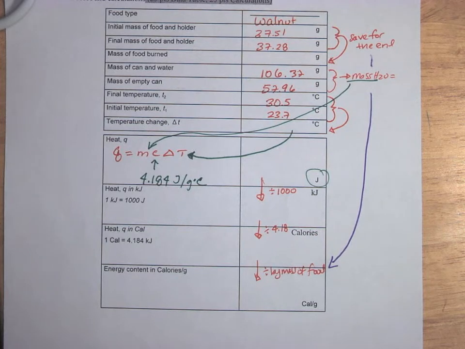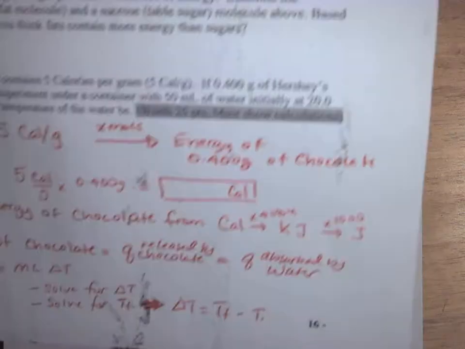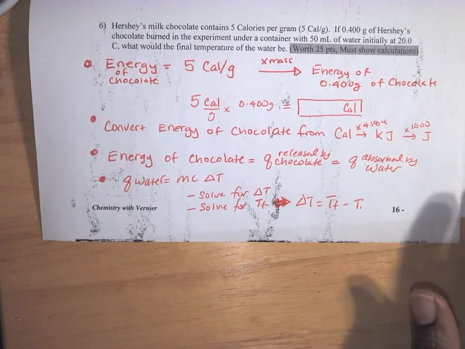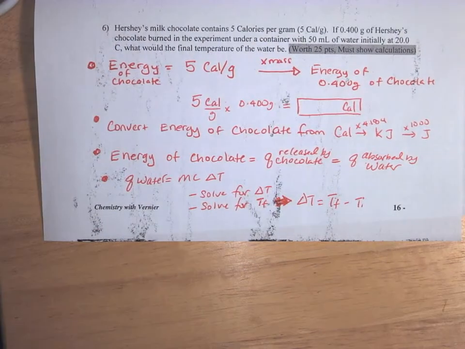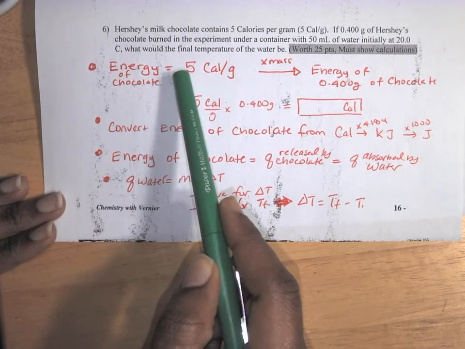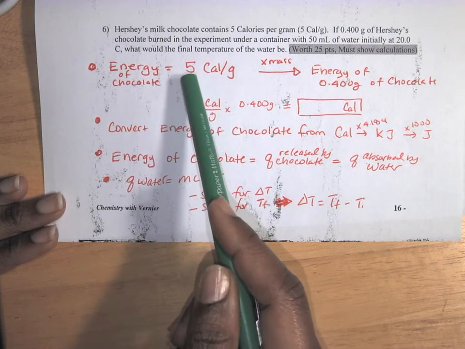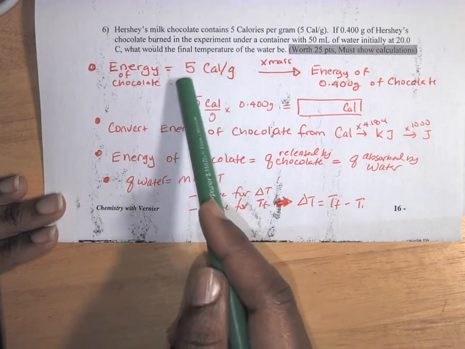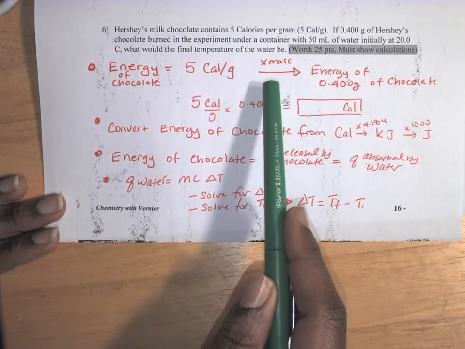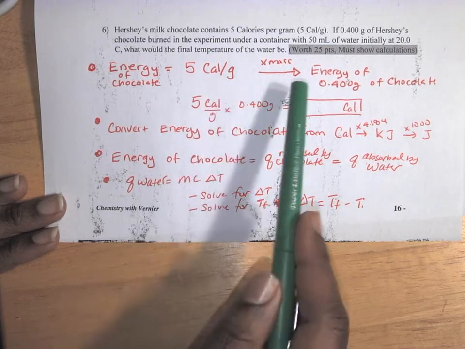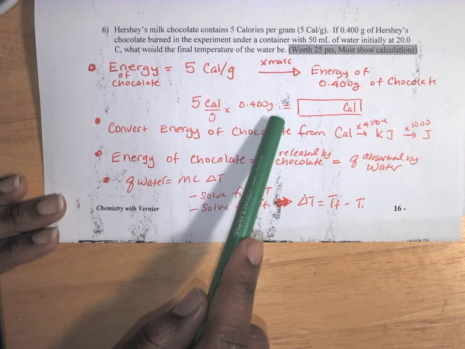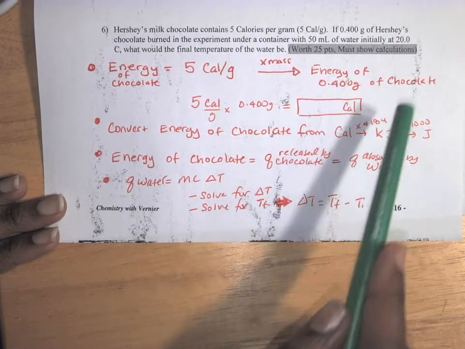Now I'm going to discuss with you how to do the calculations for question number 6. There's some pre-work you kind of need to do first, and really it's just about converting the energy that they gave you into joules. They give you the energy of chocolate. It's 5 calories per gram. The first thing you want to know is the calories in a 0.400 gram sample of your chocolate. To do that, you're going to multiply the calories per gram by the mass of the chocolate. So that would look like this: 5 calories per gram times 0.400 gram. And that's going to give you the calories of that piece of chocolate.